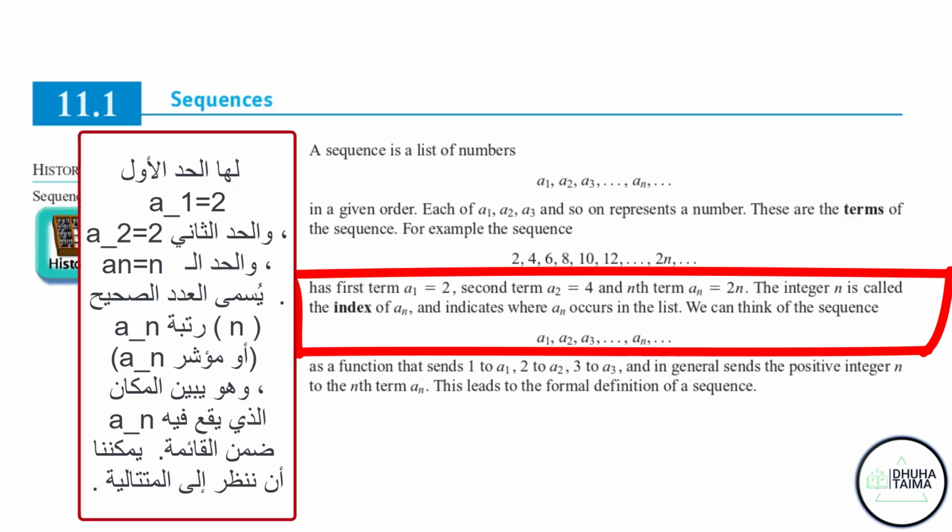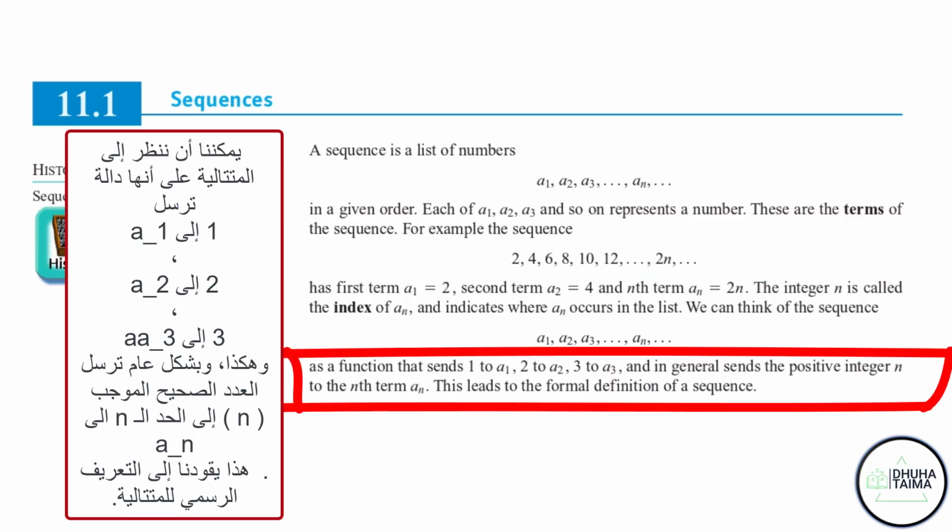We can think of the sequence as a function that sends 1 to a1, 2 to a2, 3 to a3, and in general sends the positive integer n to the nth term. This leads to the formal definition of a sequence.